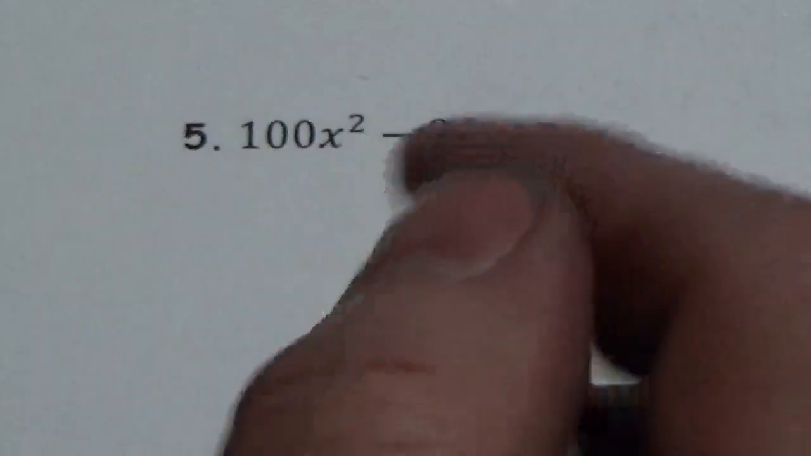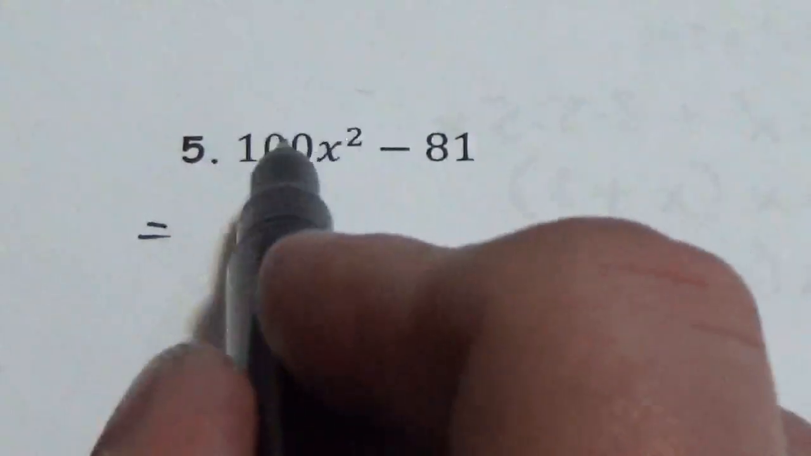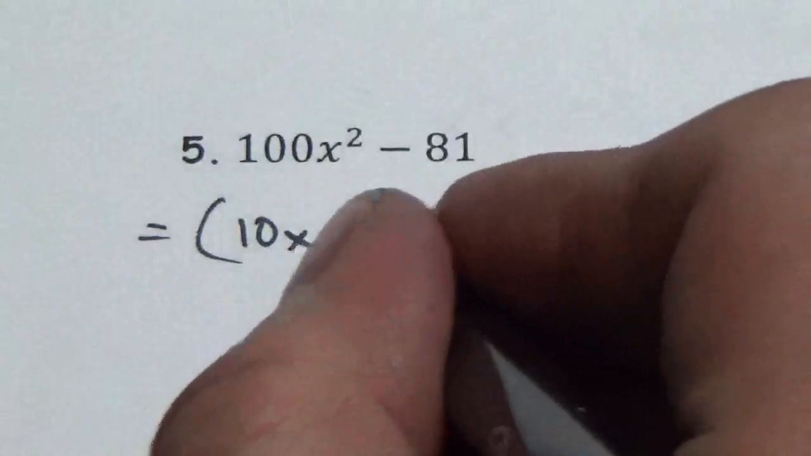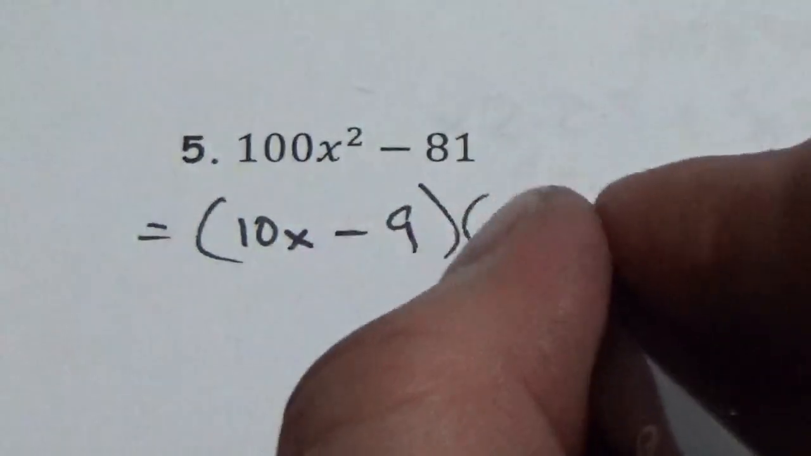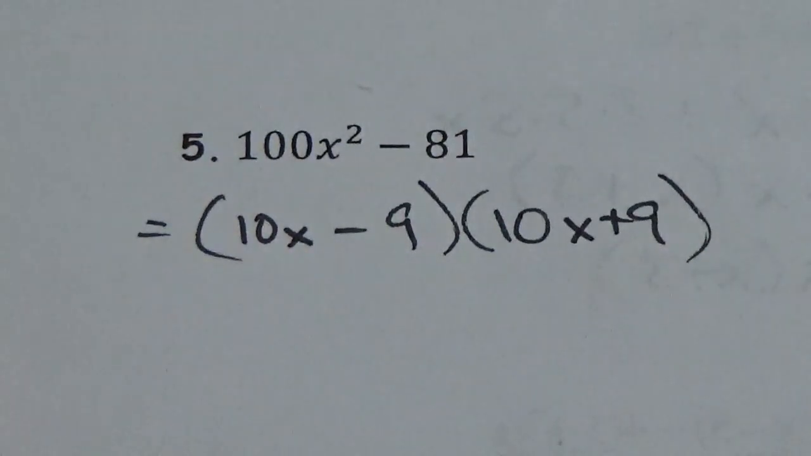Let's take a look at another one. 100x squared minus 81. Don't let the size of the numbers intimidate you. This is still perfect square minus perfect square. The square root of 100 is going to be 10. The square root of x squared is x. And the square root of 81 is just 9. So it's going to be 10x minus 9 multiplied by 10x plus 9. No big deal.